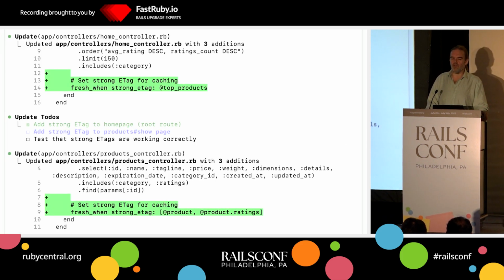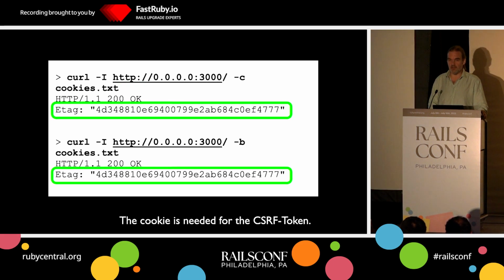And this is code which gets added to the controller, just one line for each occasion. And we use the top products here, and we use the product here. And this is a very good example of Claude failing, because we don't need the product ratings here. Because we asked Claude to add a touch, then we don't need the ratings here. Yeah, go ahead.